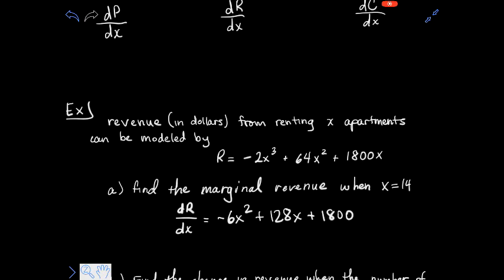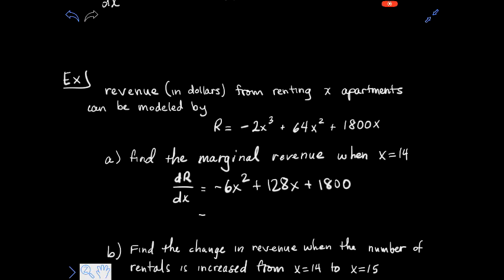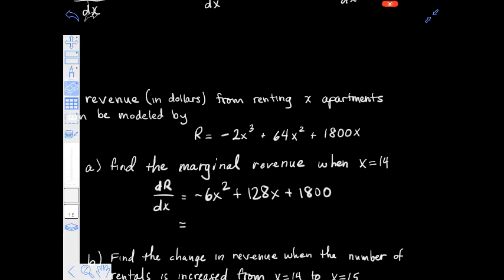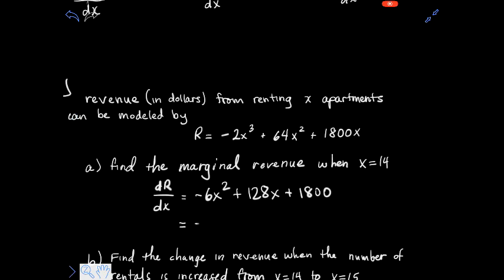So now the marginal revenue at 14. Calculating this, we would get, plugging a 14 into this marginal revenue function. Okay, and then hopefully you've got a calculator you can use to help you with this. So just give me a quick sec.